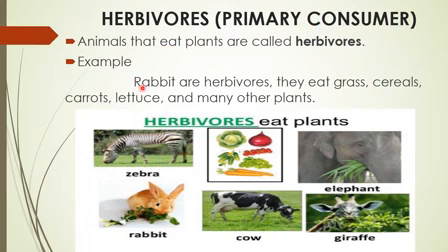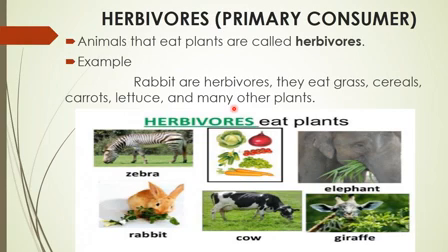Animals that eat plants are called herbivores. For example, rabbits are herbivores. They eat grass, cereals, carrots, lettuce, and many other plants. So, who are herbivores? The ones who get their food through plants are called the herbivores. Why are they called primary consumers?